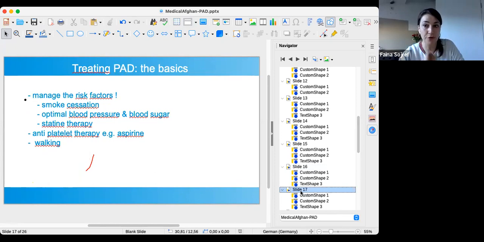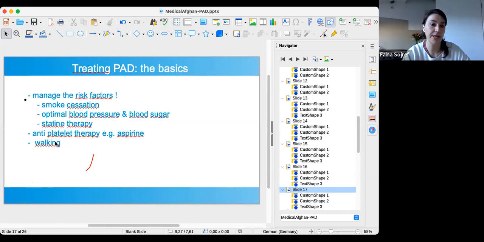Before you start doing anything flashy, any treatment on site of the stenosis, please think of the basics. So if you have a person that comes in with exercise-induced pain and you find PAD, the basic therapy is managing the risk factors. So you should screen for blood pressure and sugar, and you should treat them. You should talk to your patient about stopping the smoking habit, and you should optimize their cholesterol levels by using statins.